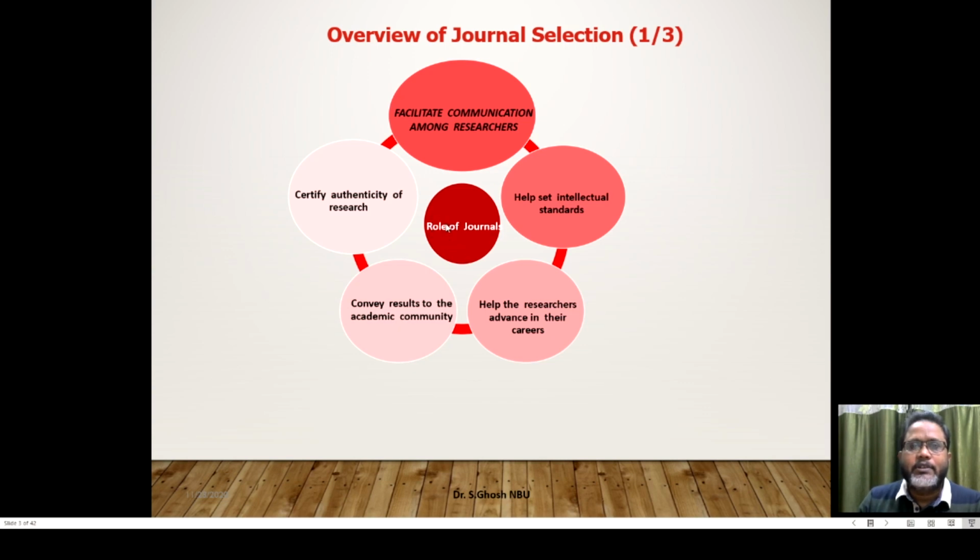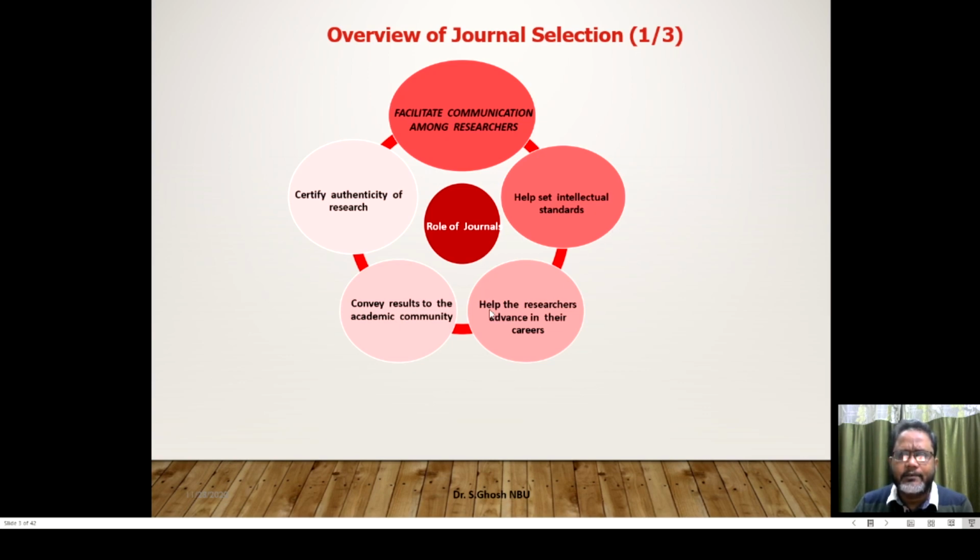The first foremost thing is that journals, you can start from anywhere, it's not a big deal. Journals help set intellectual standards. Obviously, if you publish one article in Nature or an IEEE magazine, it will help you set your intellectual standard. But if you publish your article in a very local or regional journal, it will not get noticed by the peers of your discipline, and your standards will also be questioned.